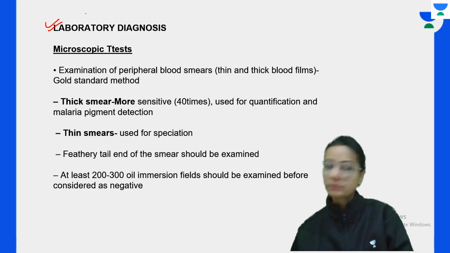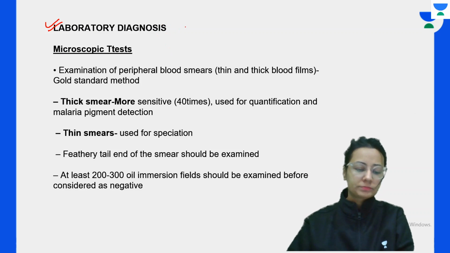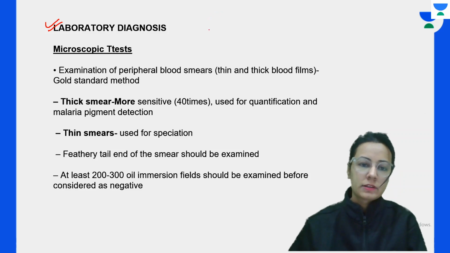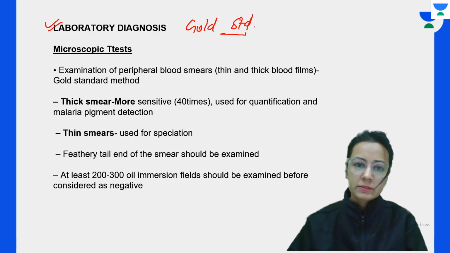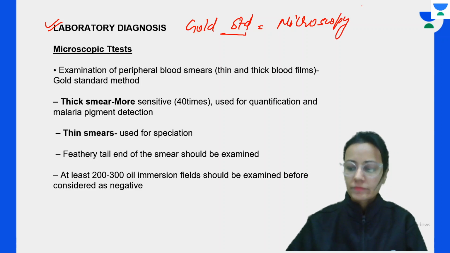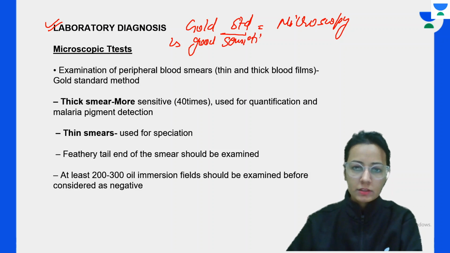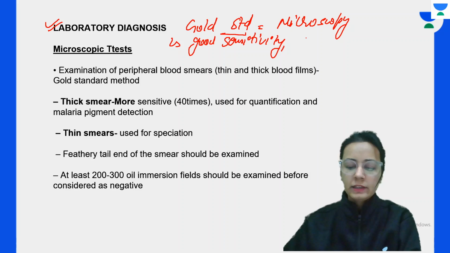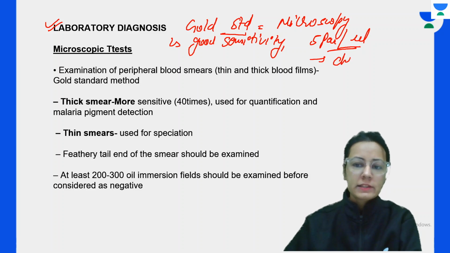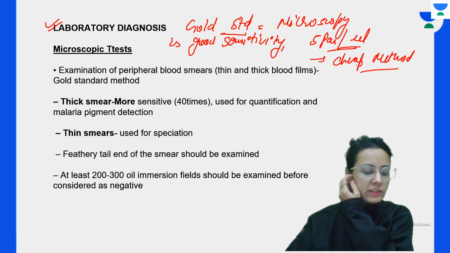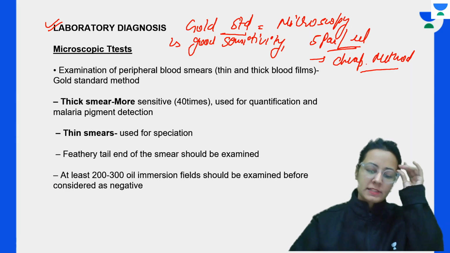So, talking about the laboratory diagnosis. Now, first is the gold standard. What is the gold standard method for malaria? It is microscopy. The reason being that it has good sensitivity, and it detects around 5 parasites per microliter of blood. It is a cheap method for species identification and for quantification of the parasitemia.